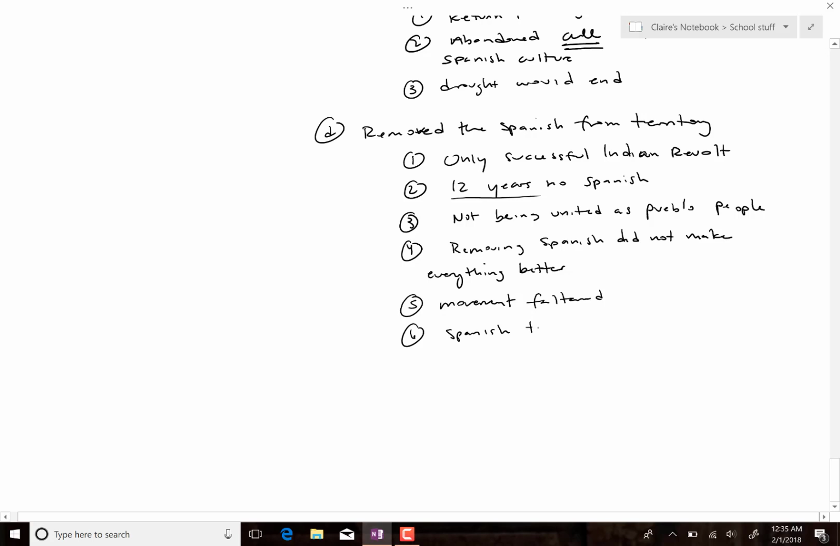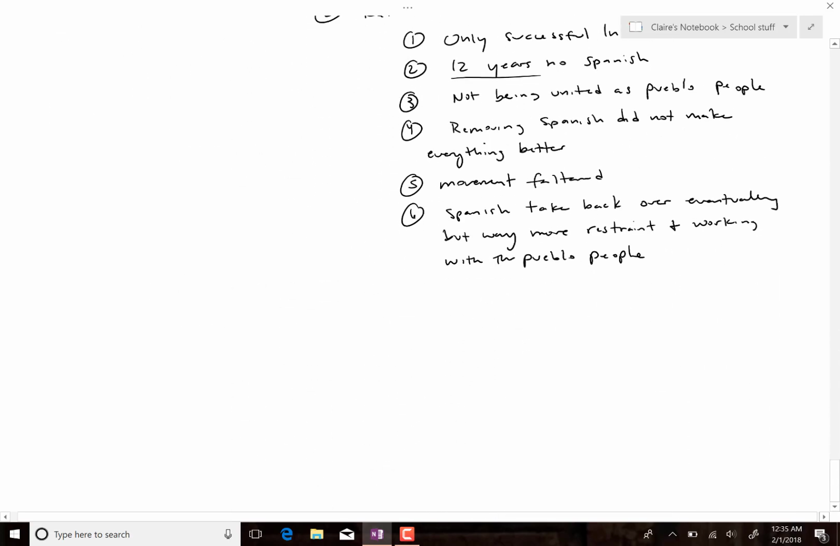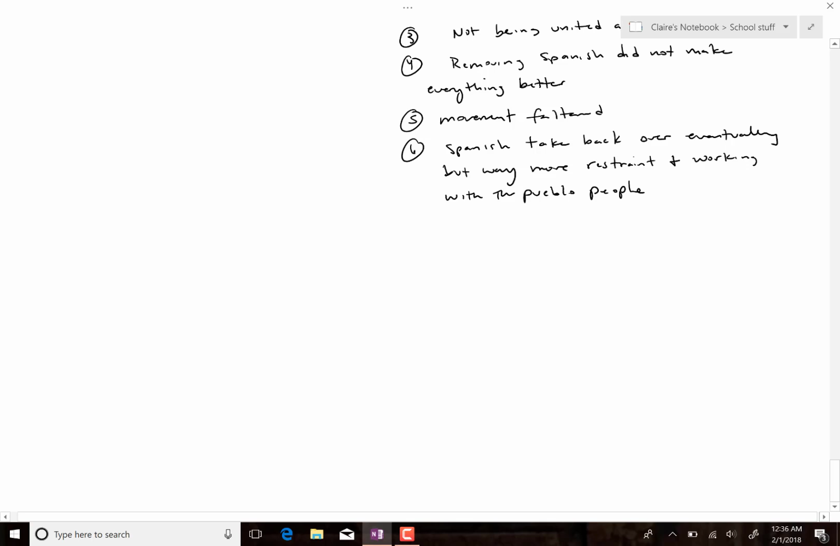The Spanish take back over eventually, but with way more restraint, and working with the Pueblo people. Of course, it was just another example of the Spanish not being fully in control, and you continue to have decline because they were constantly bombarded by other nations wanting to be involved.